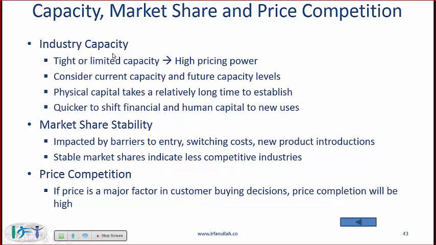These are all quite testable points, and it's a very long reading, so what I'm trying to do is at least highlight the points that I want you to remember. So with regards to industry capacity, if we have tight or limited capacity, that would mean high pricing power. So companies are producing at full capacity, so it is relatively easier for them to raise prices. Consider current capacity and future capacity levels.